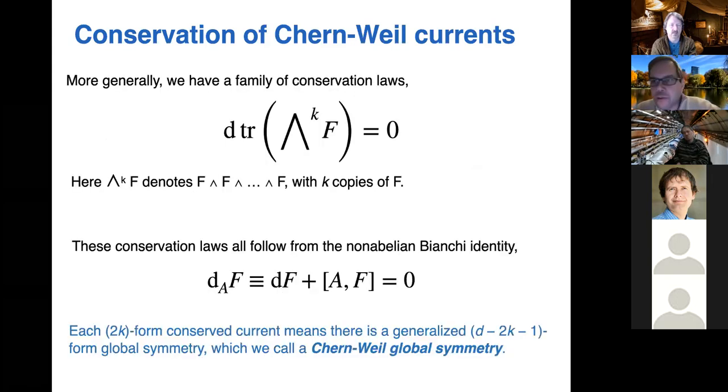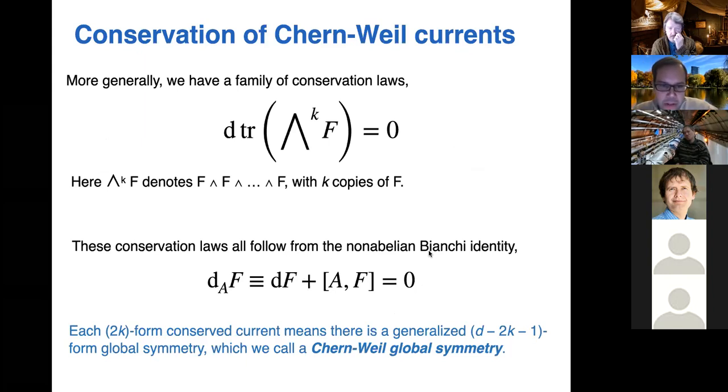And this is true for any number of Fs. I could do trace of F wedge F wedge F, or arbitrary numbers, as long as I'm in high enough numbers of dimensions that it makes sense to talk about that anti-symmetric product, I could take any number of copies of F. And so I have this whole set of symmetries that appear for any gauge theory that just follow from Bianchi identities. And these are what we call Chern-Weil symmetries.